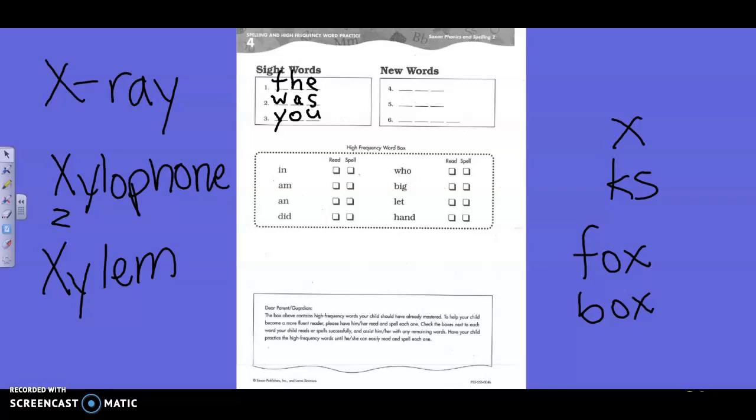On the other side, Olivia. And. Number 5. Write the word got. Got. And number 6. Write the word help.